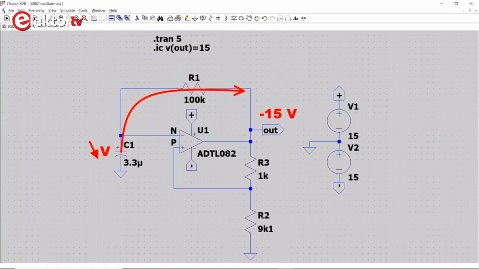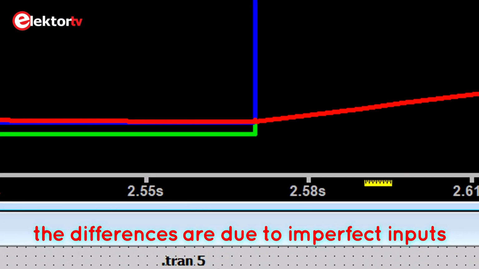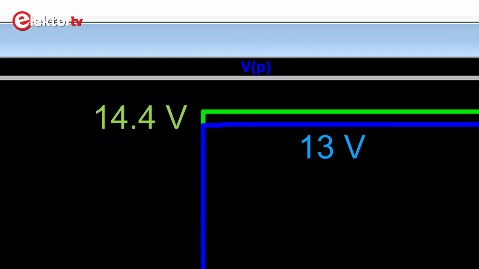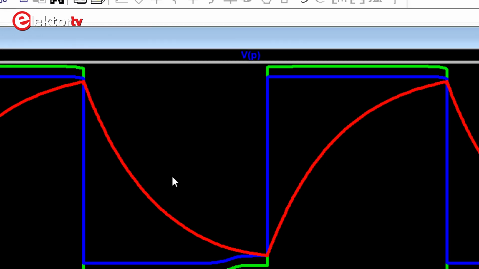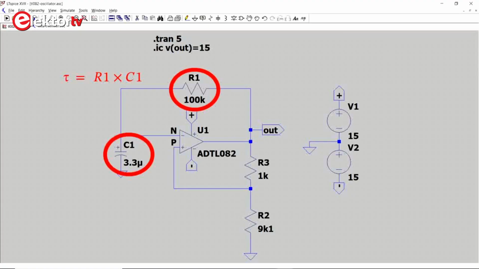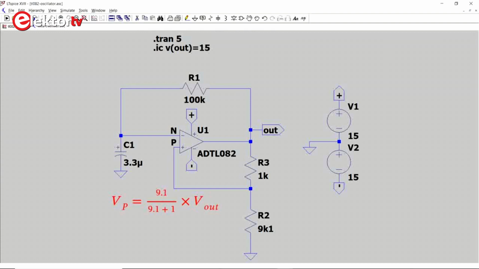R1 will now start discharging C1 to minus 15 volts, and the voltage on the non-inverting input drops to around minus 13 volts. When the voltage on C1 becomes lower than the voltage on the non-inverting input, the op-amp output will switch back to high again, and we are back where we started. The circuit is oscillating. The output frequency is determined by two parameters. The time constant set by R1 and C1, which in this case is 100 kiloohms times 3.3 microfarads, which equals 330 milliseconds, and also by the comparator switching levels that are now set at 90% of the output voltage.